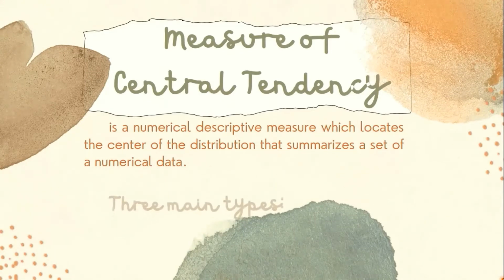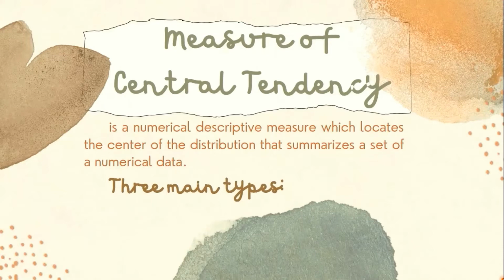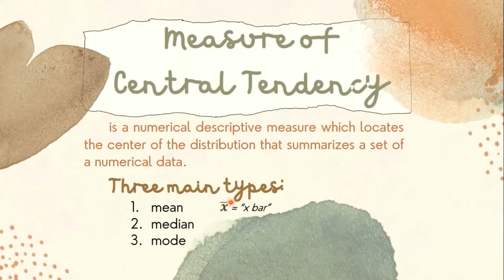And we have three main types of measures of central tendency. We have the mean, the median, and the mode. The mean is often denoted as X with an accent bar on top of it, and this is read as X bar. A median is denoted as X with this kind of accent, para siyang curve.